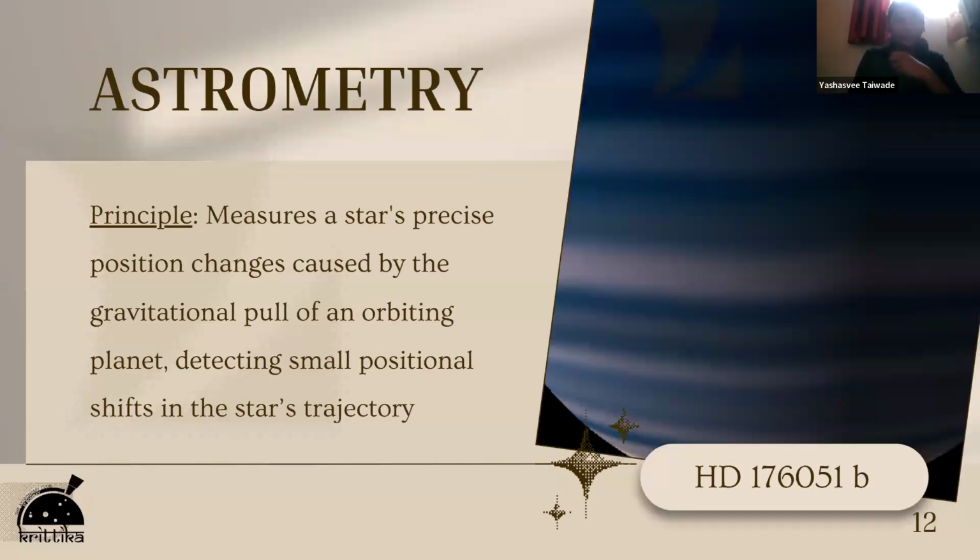Next, we have astrometry. It measures a star's precise position changes caused by the gravitational pull of an orbiting planet, detecting small positional shifts in the star's trajectory. It is quite self-explanatory. Because of the gravitational pull of the planet, these small shifts in the star's trajectory are found, and from this we can also find other parameters related to the exoplanet. For example, with the gravitational pull, we can determine its mass and probably its size and other things as well.